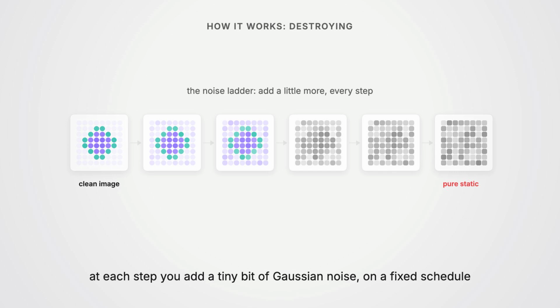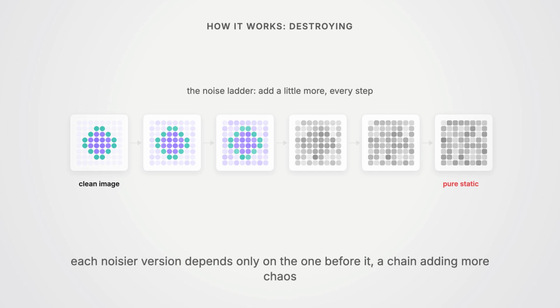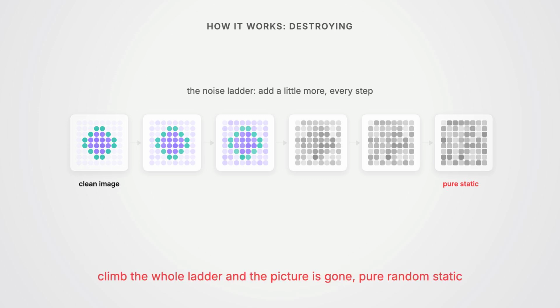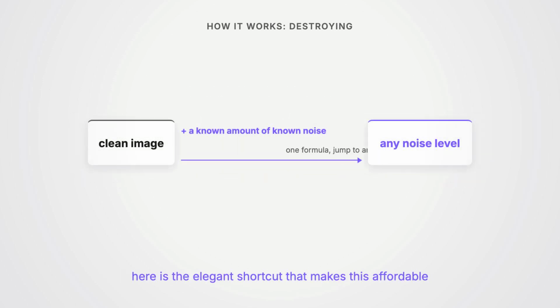Each noisier version depends only on the one just before it, a chain where every link adds a little more chaos. Climb the whole ladder, and the picture is gone, indistinguishable from pure random static. And here is the elegant shortcut that makes all of this affordable. You do not have to crawl up the ladder one rung at a time. There is a formula that jumps straight to any noise level in a single move, blending the clean image with a known amount of known noise.